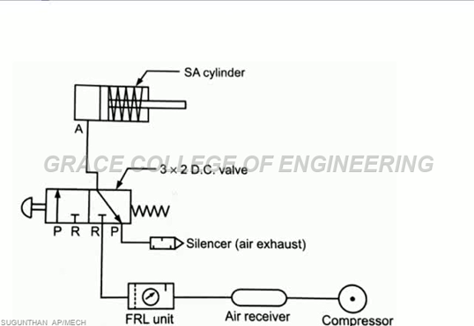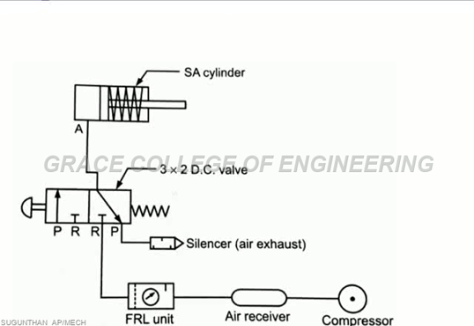Compressor is connected to the air reservoir. The air reservoir is connected to the filter regulator lubricator unit. Then the FRL unit is connected to the 3x2 direction control valve. Then the 3x2 direction control valve is connected to the single acting cylinder.